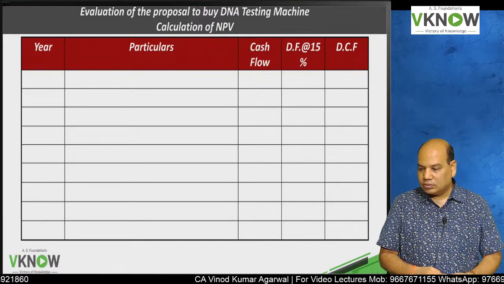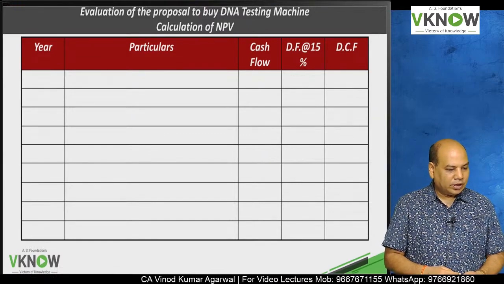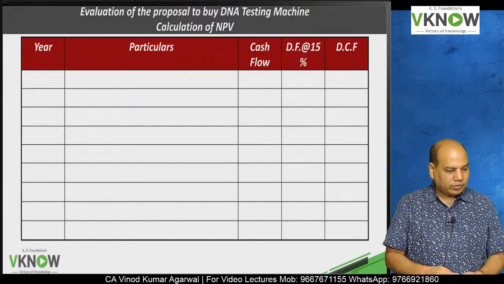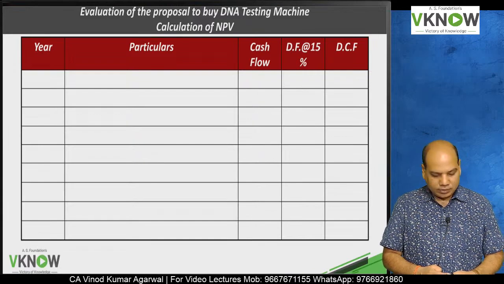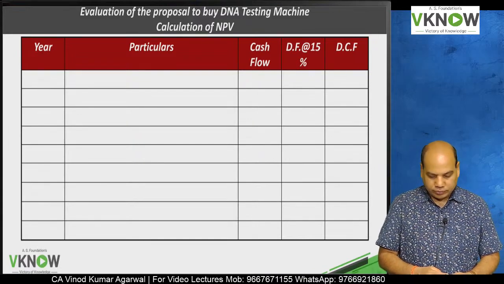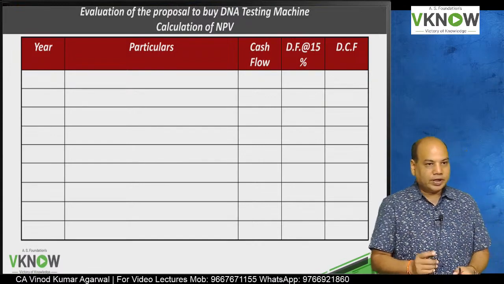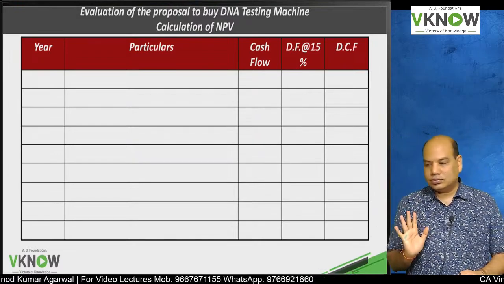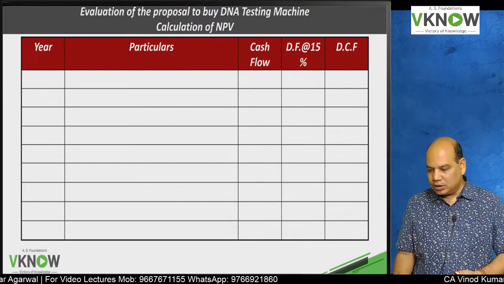Draw this table now. Calculation of NPV. Then draw this table: year, particulars, cash flow, discounting factor at 15%, and discounted cash flow. Instead of writing discounted cash flow, you can write present value, or DCF.